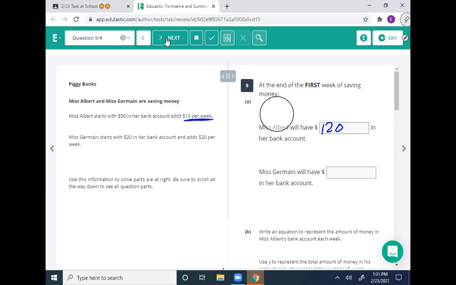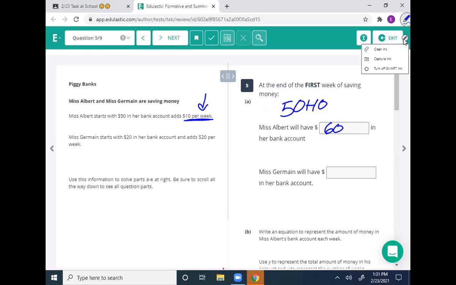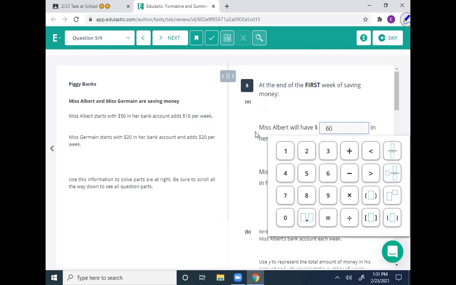Very good. Good correction there, Carter. Make sure you're looking at these really closely. After the first week, it adds $10 a week. The 50 original plus the 10 for that first week is going to be $60. You're going to come in that box and type that number in. Do not type $60. Just type in the 60. Let me show you. You're just going to type in your 60.